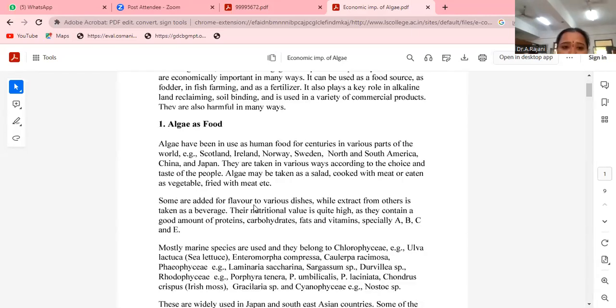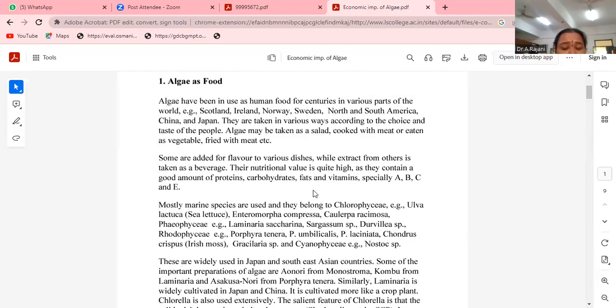Here, some important foods are there in algae. Human food: in various parts of the world, Scotland, Netherlands, Norway, Sweden, America, China, Japan, they are taking algae in various ways of choice. People take algae as solids, cooked with meat, some eaten as vegetable, fried with meat, and some for flavors of the dishes also.